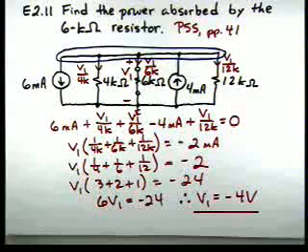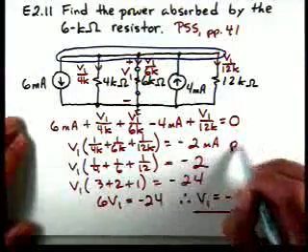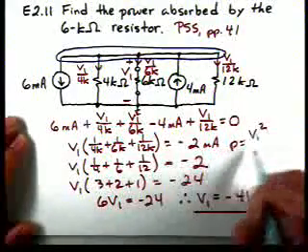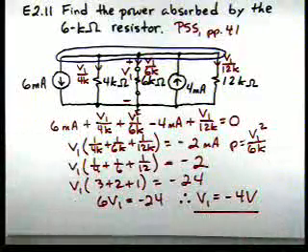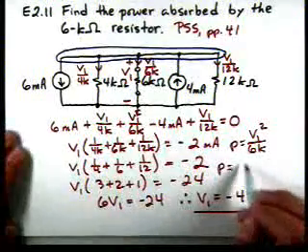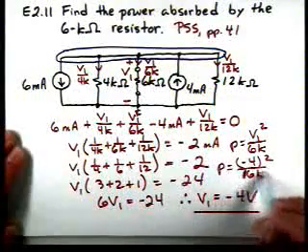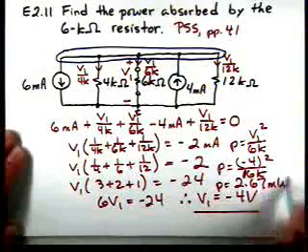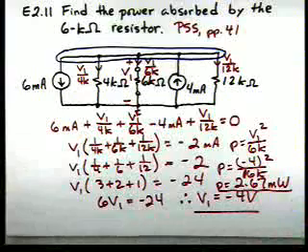Now, to calculate the power, remember for power, we can have, in this case it would be V1 squared over 6K. We're going to use P is equal to V squared over R. So then the power is minus 4 squared over 6K, and the power then is 2.67 milliwatts. It doesn't make any difference in calculating the power because we've got V squared.